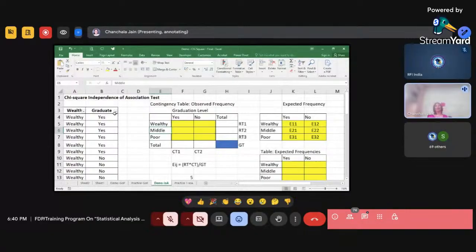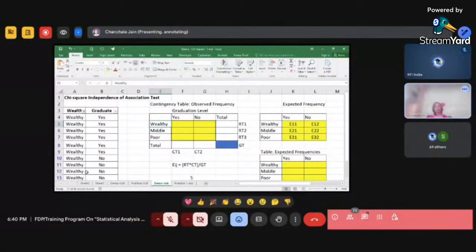Now, if you see my contingency table, I want to see how many of the persons are wealthy and also graduated. That means which combination do I need to make here? Wealthy and yes. So I'll use my first filter. I'll click on this drop down. You can see there are three categories listed. I will click Select All, and all are deselected. Then I select the first one, which is wealthy.